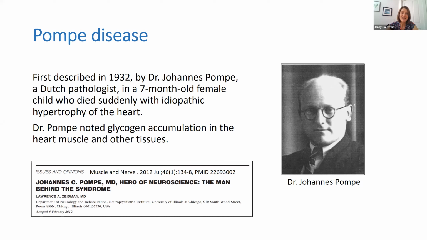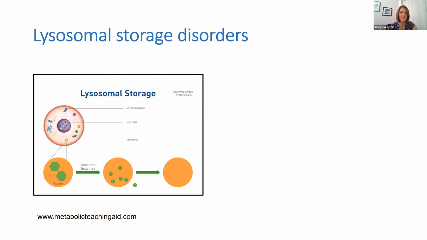And I'm showing here an article that was written about Dr. Pompe, published in Muscle and Nerve in 2012, and I highly recommend this article. He just had an incredibly interesting life aside from his discovery of this disorder. He was actually responsible for sheltering Jewish people during World War II, and unfortunately was killed by the Nazis at the end of the Second World War. So really was a remarkable person in addition to his contribution to medical genetics.